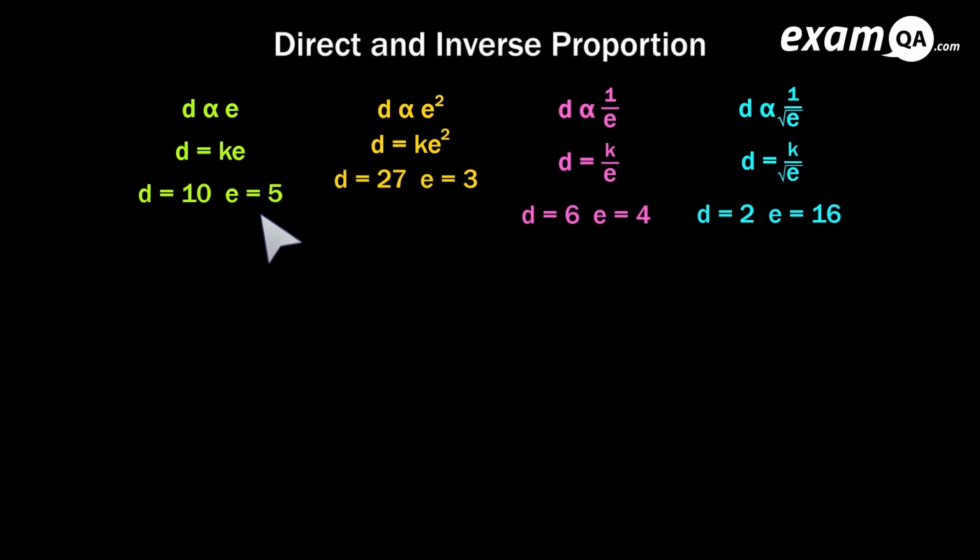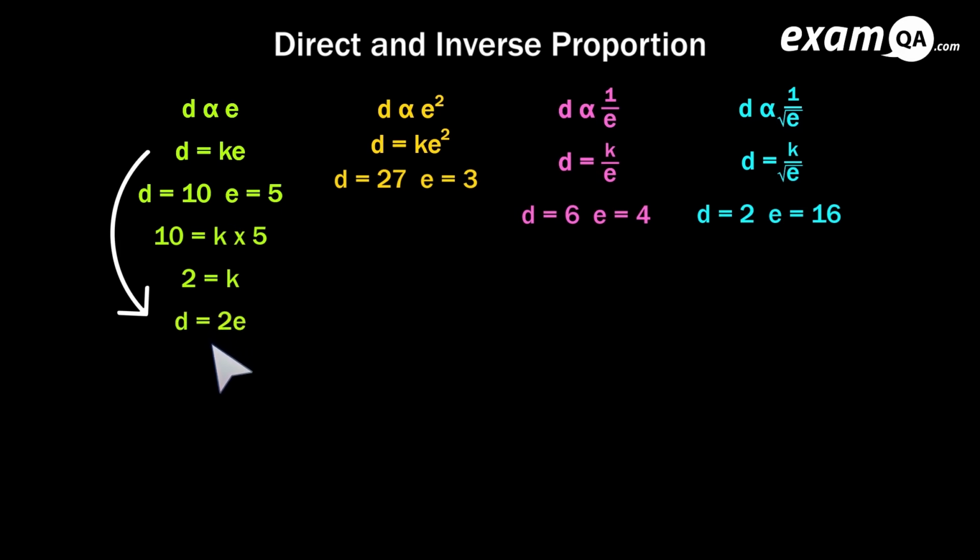So here, for each of these types of questions, I've written down a set of D and E values which would have been in the question. And for each one, we're going to put them in to try to work out that unknown K. So in the first one, we're going to replace the D with 10 and the E with 5. And dividing both sides by 5, you'll get 2 equals K. And now you know K is 2, you can rewrite your equation without K in there. And you get D equals 2E.